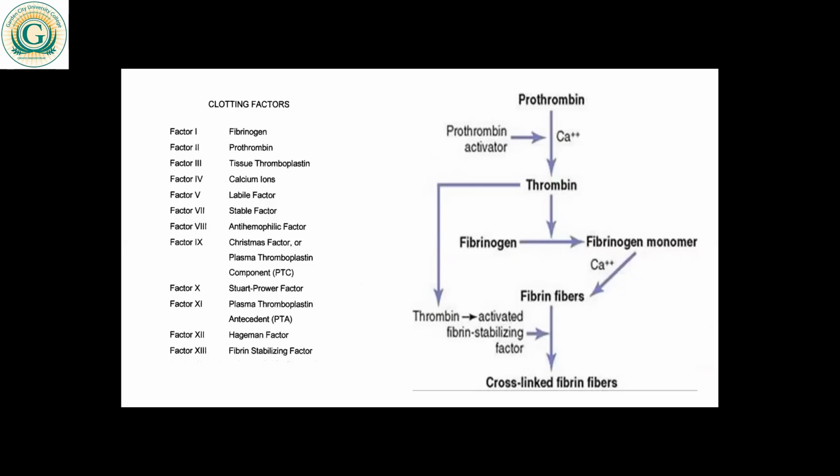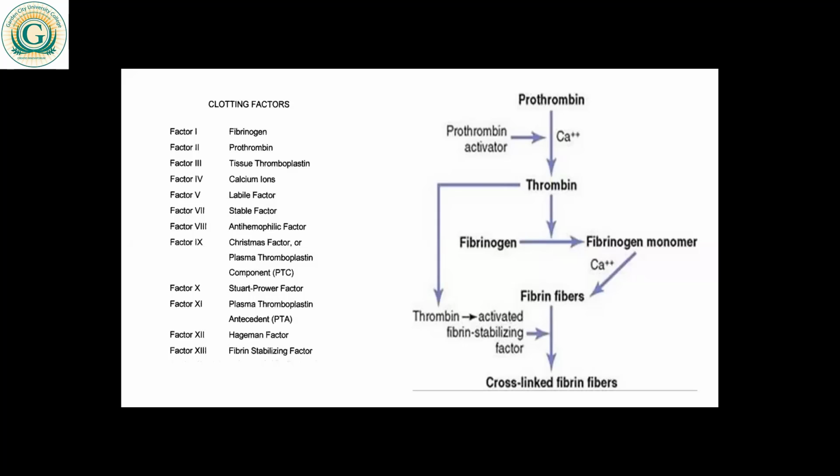As I said, these are the clotting factors. It's a whole process that, for your level, you don't need. So just know that we have clotting factors that work together with platelets to stop bleeding. With these clotting factors, we have factor 1, fibrinogen, factor 2, prothrombin, factor 3, tissue thromboplastin, calcium ions, labile factor, stable factor, and so on. All these work together to stop bleeding.